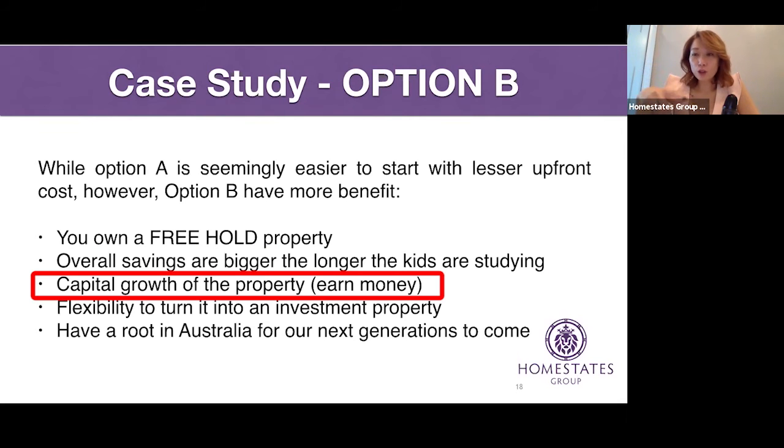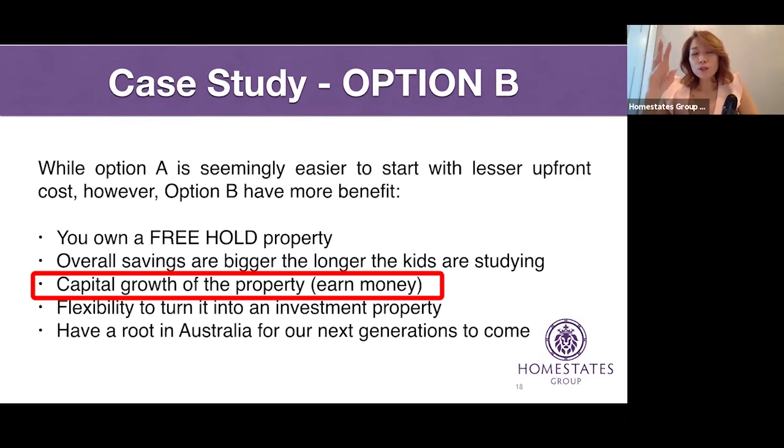So for our case study here, Mr. and Mrs. Lim, both of the kids are going to be here for a long time. So it's not just a 4-year journey, it's actually a 10-year journey, and for Jenny could be longer. So really the capital growth of the property is already earning you the money, like invisibly. Now with the capital growth, what can you do with that? You can refinance, you can do a lot of things.